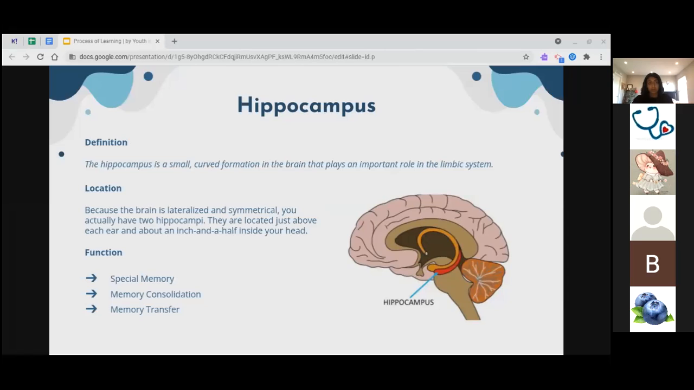Because the brain is lateralized and symmetrical, you actually have two hippocampi. They are located just above each ear and about 1.5 inches inside your head. Research has found that different subregions of the hippocampus play important roles in certain types of memory. The rear part of the hippocampus is involved in the processing of spatial memories.